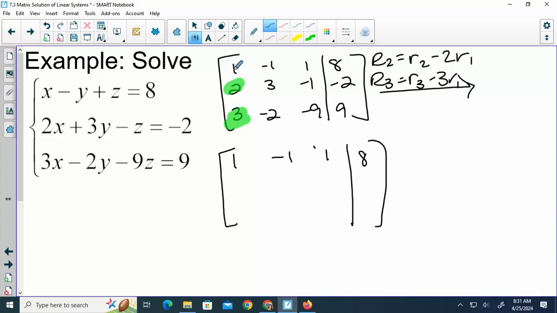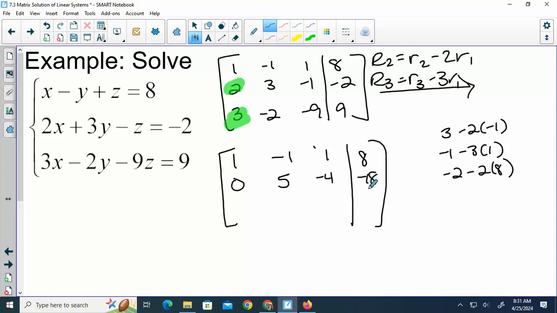So 2 minus 2 times 1 is 0. 3 minus 2 times negative 1 is 5. Negative 1 minus 3 times 1 is negative 4. Negative 2 minus 2 times 8 is negative 18. Next row, 3 minus 3 times 1 is 0. Negative 2 minus 2 times negative 1 is 0.